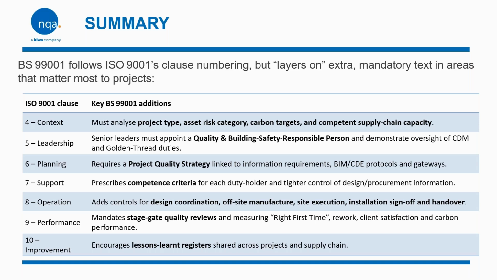Its support in ISO 9001 is quite broad, things like training, infrastructure, and documentation, whereas BS 99001 narrows it down to specific competency and duty holders. Clause 8, operation. This is where BS, the British Standard, takes on its own.